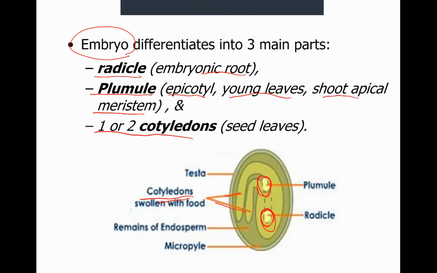Okay, right. So pernah kalau soalan MCQ, what are the components of embryo? So embryo comprises of radicle yang akan besok jadi akar, plumule yang besoknya akan jadi young leaves, shoot, epicotyl, okay, and then seed leaves, 1 or 2 cotyledons. In this case, you can see there are 2 cotyledons. Okay, right. And this is the remains of endosperm, right? And the embryo is actually covered with a coat that we call testa. Okay, bayangkan macam biji kacang hijau. So kulit dia yang hijau tu adalah testa. Okay.